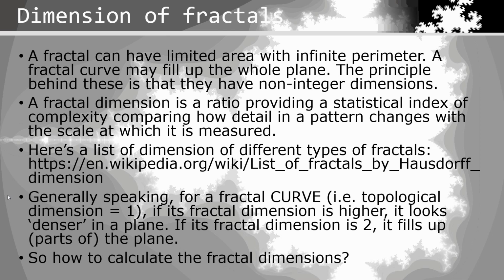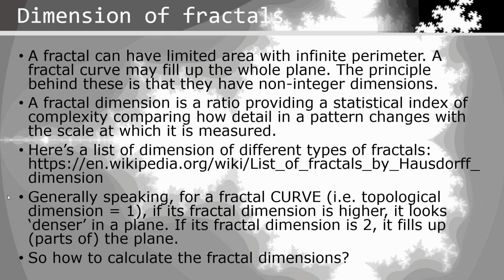A fractal can have limited area with infinite perimeter. A fractal curve may fill up the whole plane. The principle behind these is that they have non-integer dimensions. A fractal dimension is a ratio providing a statistical index of complexity comparing how detail in a pattern changes with the scale at which it is measured. Here's a list of dimensions of different types of fractals. Generally speaking, for a fractal curve whose topological dimension equals 1, if its fractal dimension is higher, it looks denser in a plane. If its fractal dimension is 2, it fills up parts of the plane.